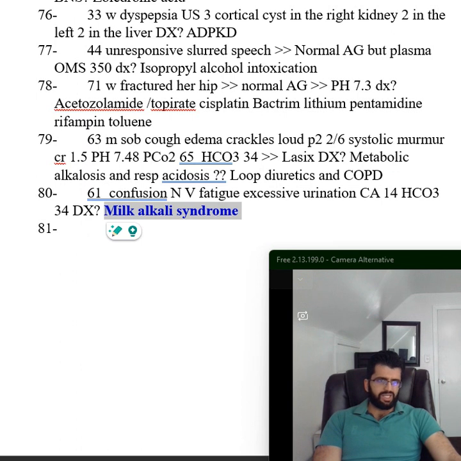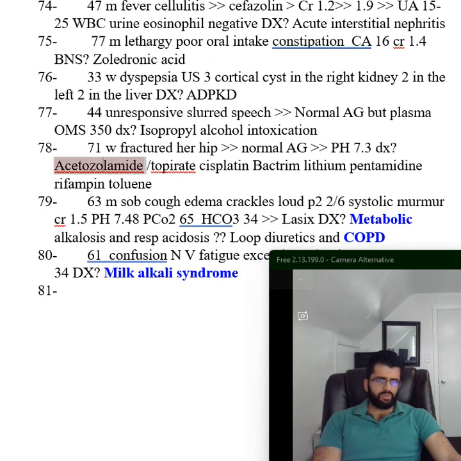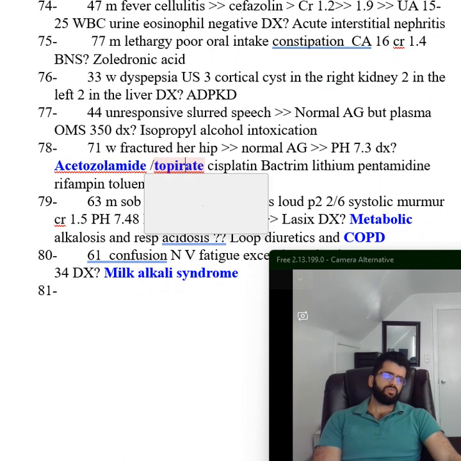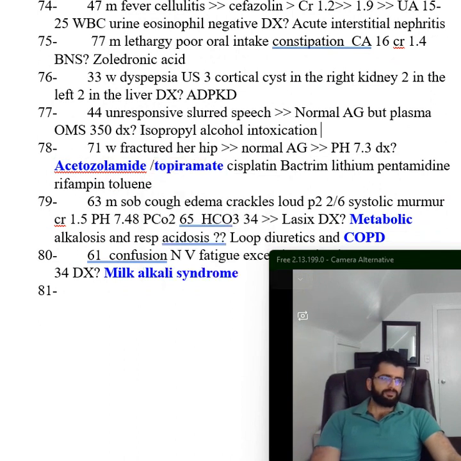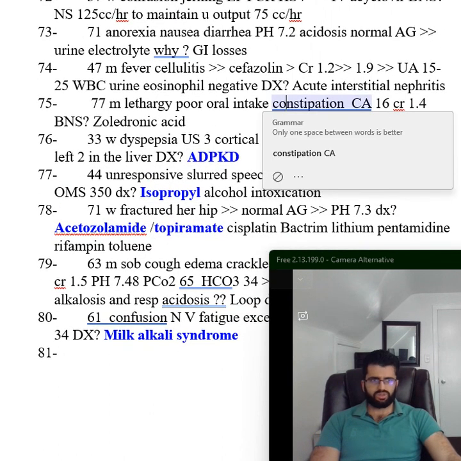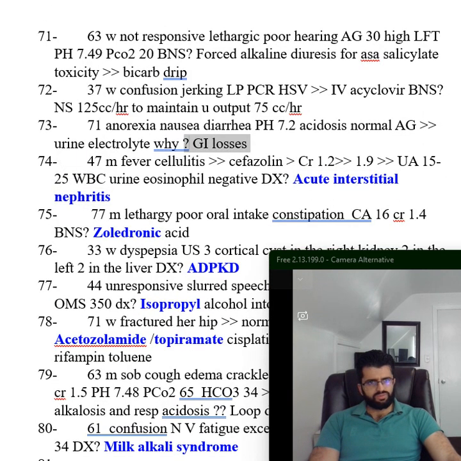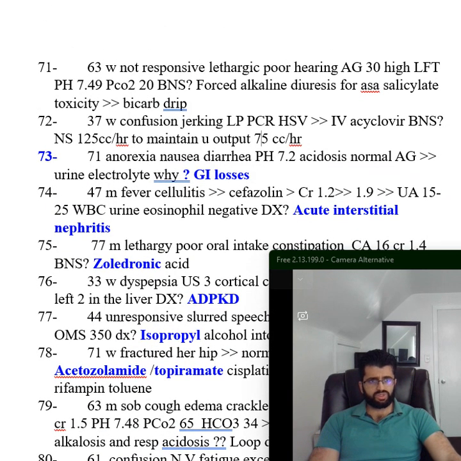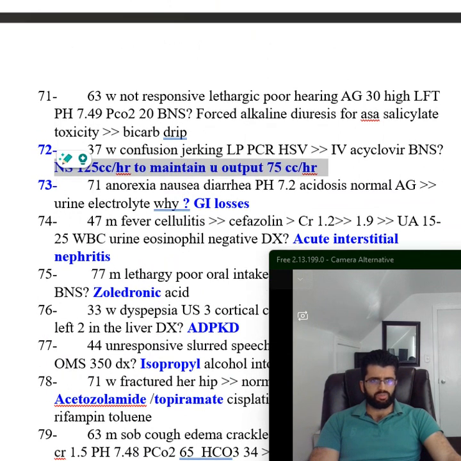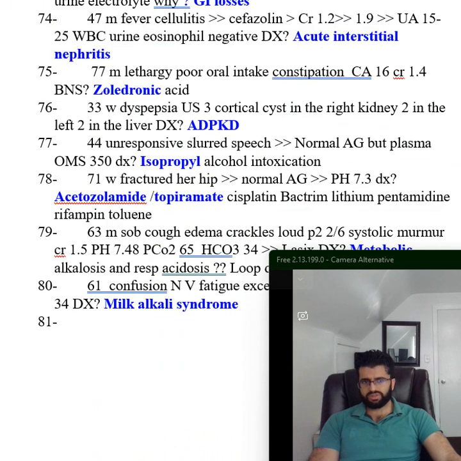We talked about milk-alkali syndrome, Lasix and COPD as causes of metabolic alkalosis. We talked about acetazolamide causing normal anion gap acidosis, along with topiramate. We talked about isopropyl alcohol ingestion, and polycystic kidney disease, where you need more than 10 cysts. We talked about zoledronic acid for hypercalcemia, acute interstitial nephritis, and GI losses. Then we talked about how to maintain fluid in post-operative and post-obstructive diuresis. We talked about the bicarb drip and how it is very helpful for salicylate toxicity and how it presents.